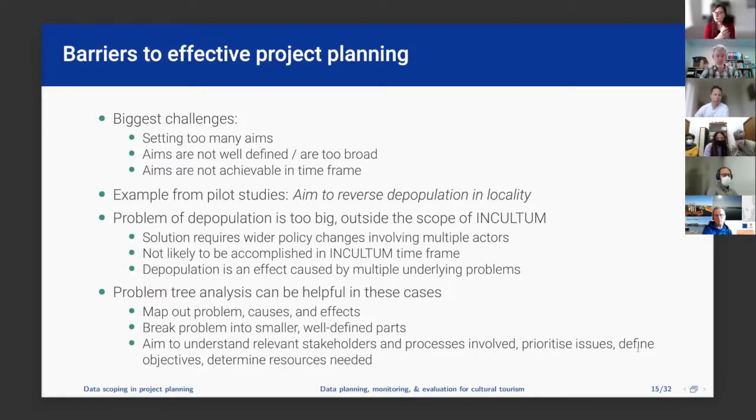So in this case, I think problem tree analysis can be really helpful. Essentially, we're trying to map out the problem and identify the root causes and the effects. We're breaking this problem into smaller, well-defined parts, things that are more achievable. That helps us understand who the stakeholders are, what the processes involved are, how we can prioritize things, how we can define objectives, and how we can determine what resources are needed to address these issues.